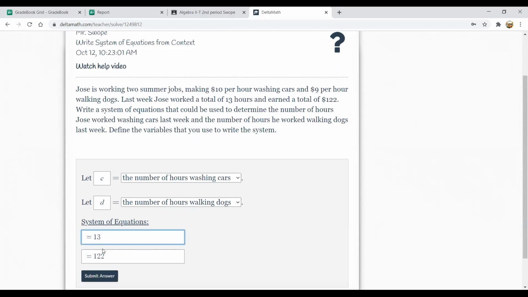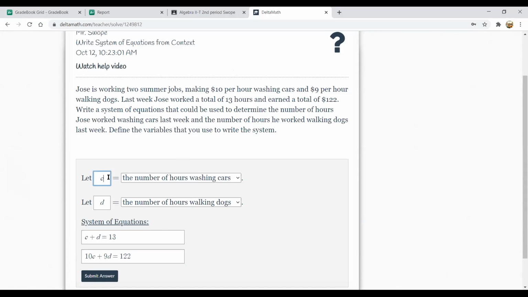So for the first one, we just have C plus D, because that's the number of hours he washed cars and the number of hours he walked dogs. So we know there's 13 hours total. My first equation is based on the total number of hours. My second equation is going to be based on the money amounts. His total amount of money was $122. If we look up here, he makes $10 per hour of washing cars, and then $9 per hour walking dogs. So these would be our 2 equations.